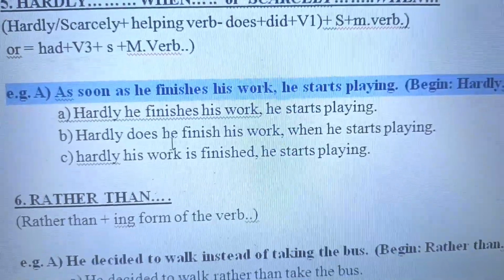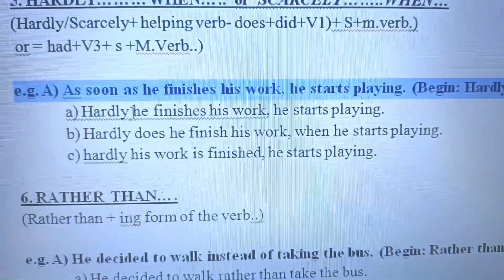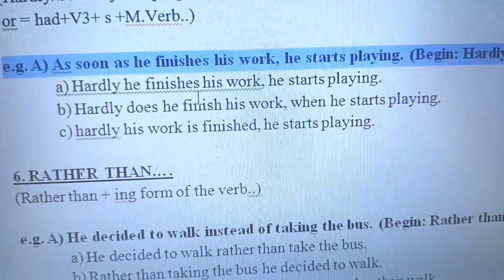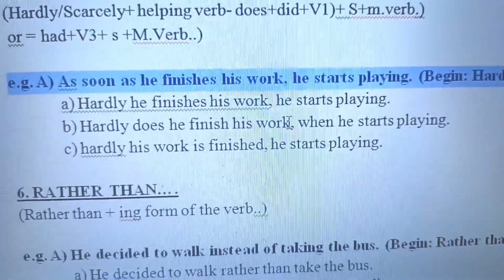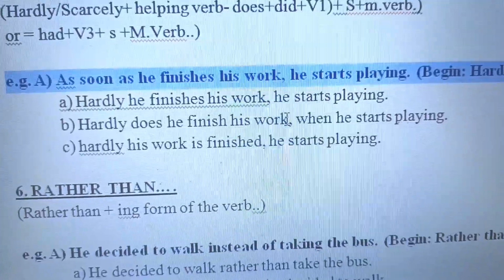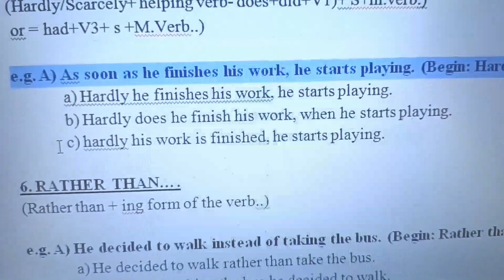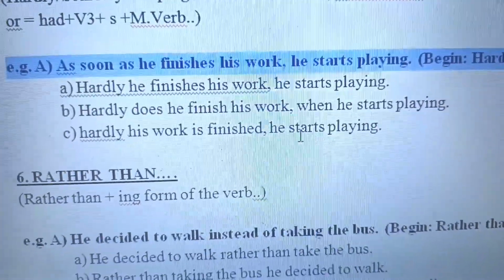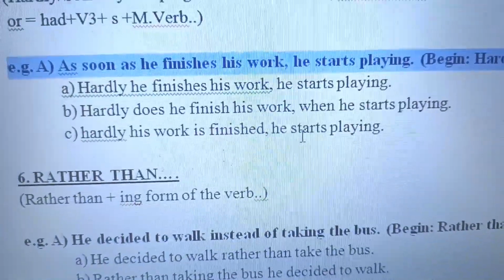But here, hardly is used. Soon after hardly or scarcely, there is no helping verb. And on the other side, the word when is not used. So option A is wrong. Option C, here same thing, hardly, then there is no helping verb. And in the middle of the sentence, there is no word called when. So options A and C are wrong.